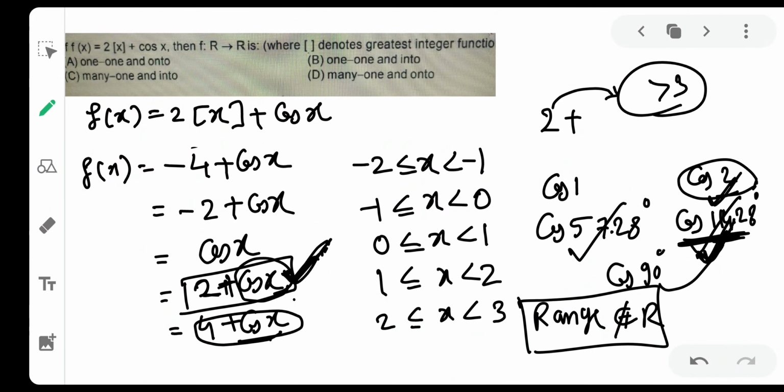So in short, what I am trying to tell you is that here the range won't be equal to R, and hence it is an into function. So the correct option to this question is option C. It is a many to one and into function.